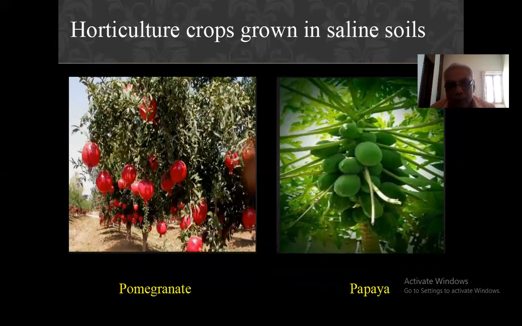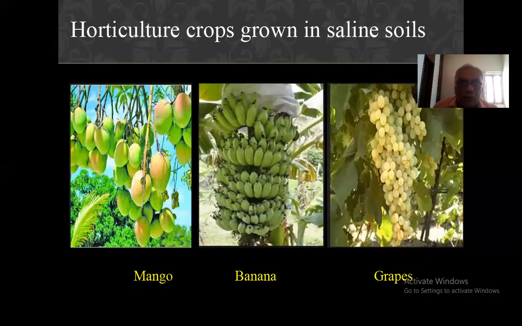Similarly, I told that pomegranate can be grown in saline soil. Papaya also can be grown in saline soil. Horticulture crops like mango, banana and grapes can also be grown in saline soil. In the Nasik area in India, grapes are grown over a large area. Similarly, banana and mango are grown there, although they have this saline water.